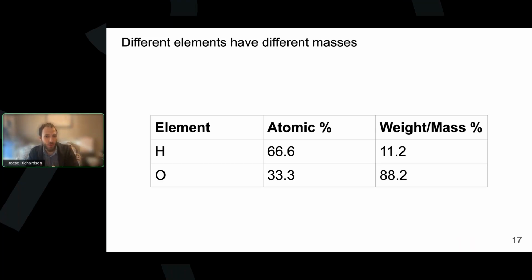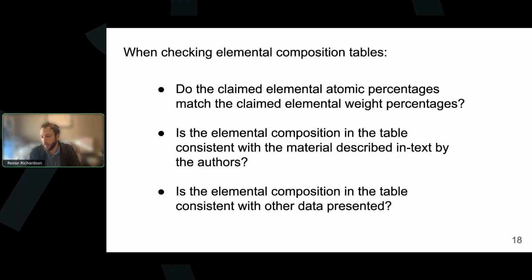So it's H2O, so you're going to have 2 hydrogens for every oxygen. But water is actually 88% oxygen by mass. And the good news about these elemental composition tables is you can check them all sorts of different ways. So you can say, does the elemental composition actually match what we expect or what the authors are claiming it is? So if they said that water was 80% hydrogen by weight, that would be a problem.